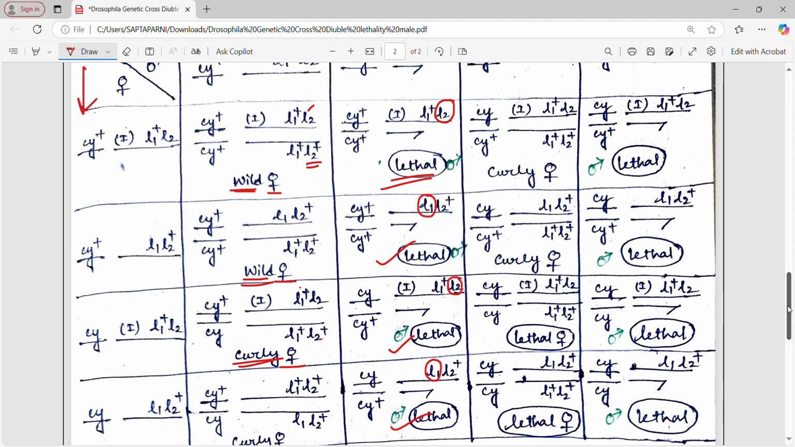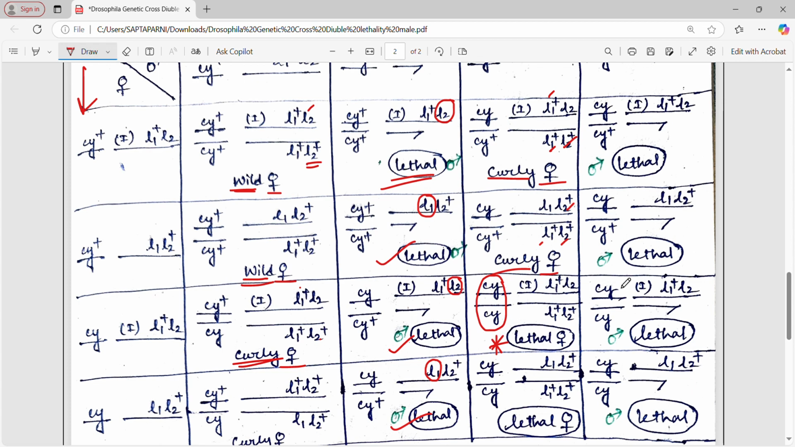Then CY plus, so Curly, 2 X chromosomes, so female, and you can see wild type alleles of both L1 and L2 are here, so it will be a surviving Curly female. CY plus Curly, 2 X chromosomes, female, wild type alleles of both L1 and L2 can be found, so it will be a surviving female. CY with 2 X chromosomes. See here, as the CY allele is present in homozygous condition here, and we know that CY is a recessive lethal allele, so this female will be lethal. So it is a lethal female.